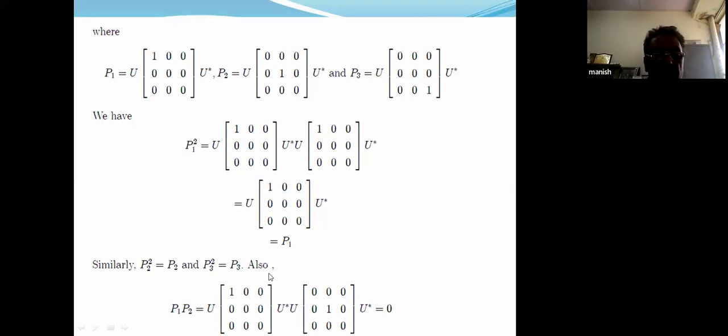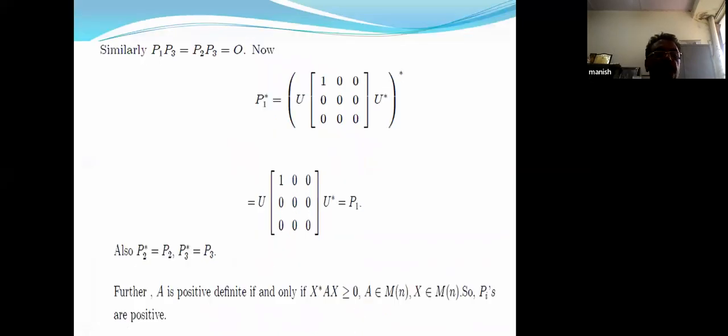Now we see P1 P2. When we multiply P1 and P2, again U star U is identity. But if we multiply these two matrices, one with 1 in the first position and the other with 1 in the A22 position and the others zeros, the product of these two is 0. So P1 P2 is 0. Similarly, P1 P3 and P2 P3 are 0.